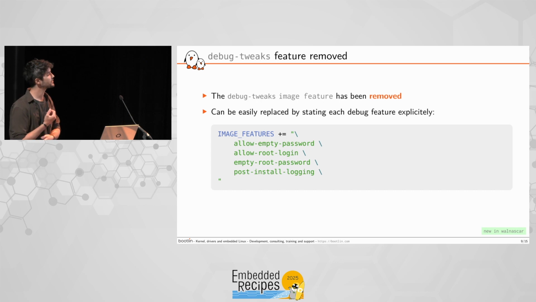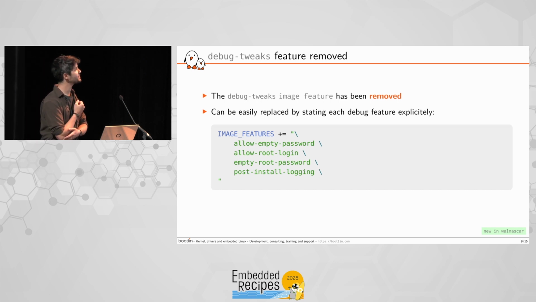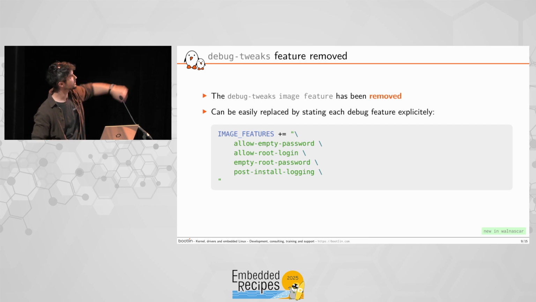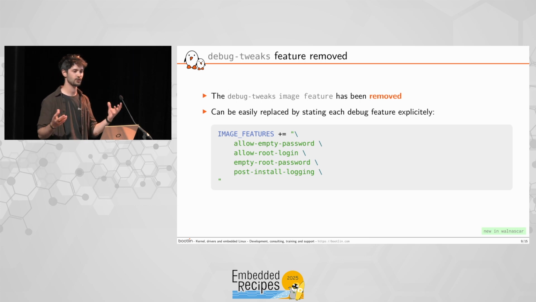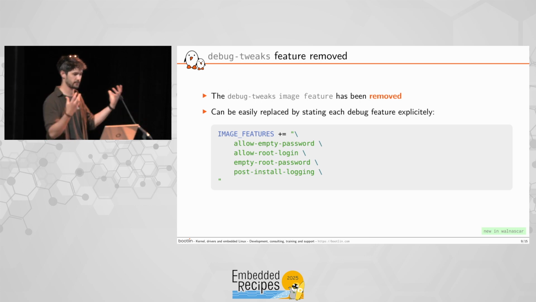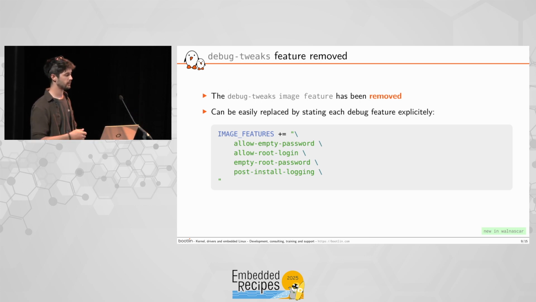Right, another interesting change that is very recent is the removal of something called debug-tweaks. It's an image feature, which is usually put inside this variable that you can see there. It was an abstraction of several other features. It wasn't really nice from a security point of view, because you can forget about what it is really doing. So it was removed, and now it will simply not do anything, I believe.